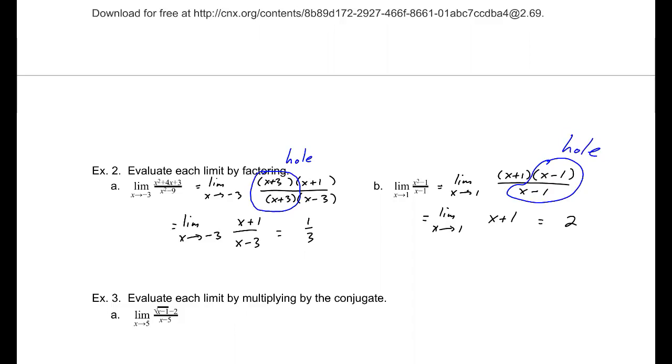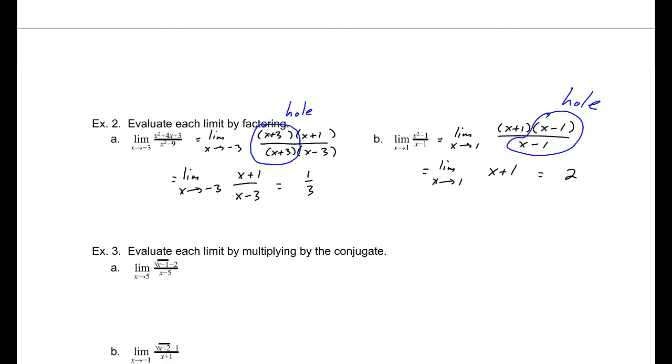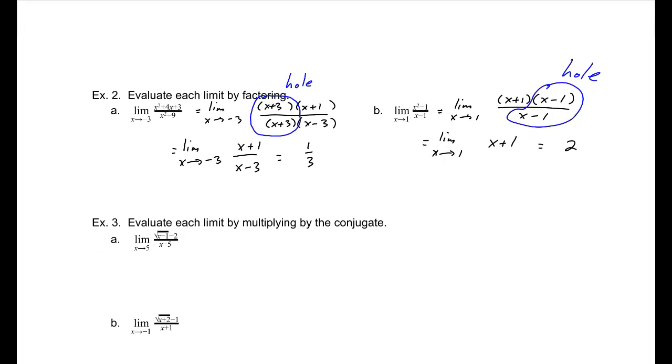All right, so factoring is one trick we can pull. The next is multiplying by the conjugate. All right, so examine plugging in 5. That's always a good choice. Try plugging in if you can. Well, the numerator would be square root of 4, 2 minus 2, that's 0 over 0. We cannot plug in 5.